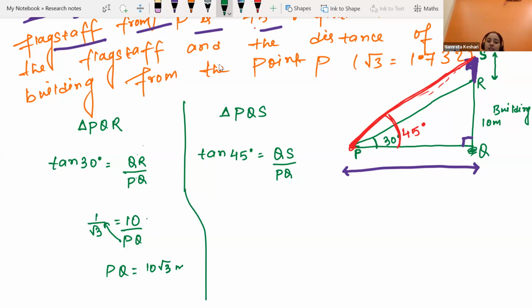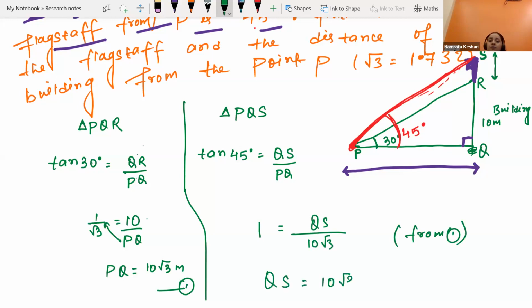So successfully we found PQ that we can use in another triangle. We already know from equation 1, or from the previous part, that PQ is 10 root 3. We can find QS. What is tan 45 degree? Tell me quickly. Tan 45 degree is 1. So QS is 10 root 3. Yes or no?